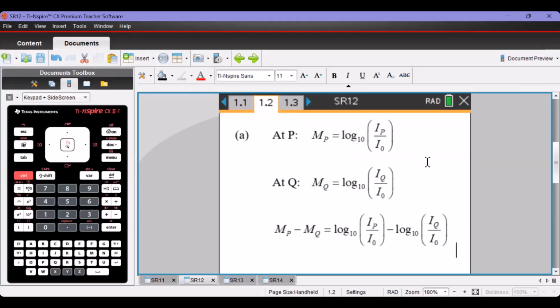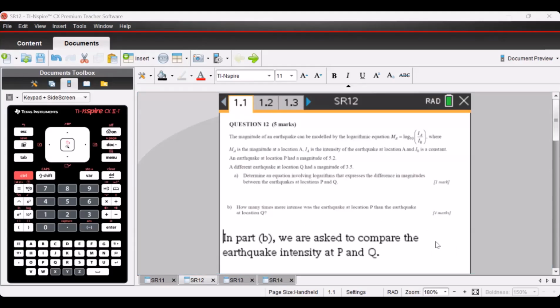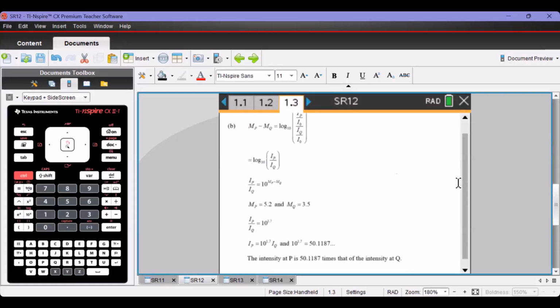So the difference in magnitude between the earthquakes at P and Q is given by MP minus MQ. And all you need to do is just write that that's equal to log to the base 10 of IP on I naught minus log to the base 10 of IQ on I naught. In part B, we're asked to compare the intensities of the earthquakes at P and Q. Now we need to do some by hand mathematics. The TI-nspire helps us with a numerical calculation at the end.